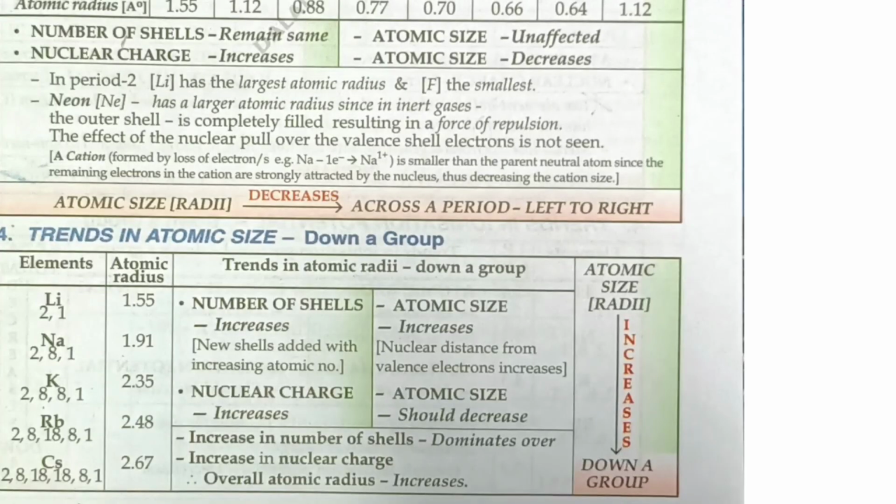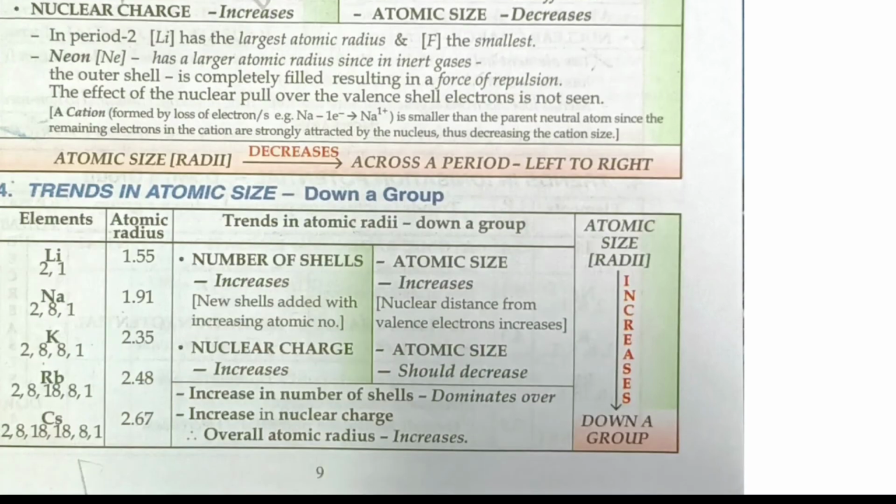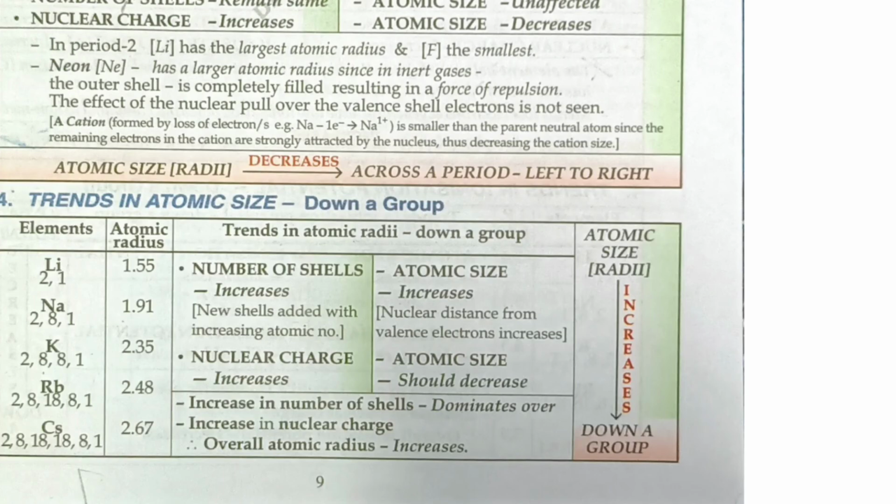In period 2, lithium has the largest atomic radius and fluorine has the smallest. Neon has a larger atomic radius since it is an inert gas. The outer shell is completely filled, resulting in a force of repulsion, and the effect of nuclear pull over the valence shell electrons is not seen. Atomic size, that is radii, decreases across the period from left to right.